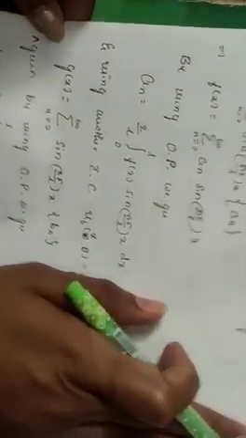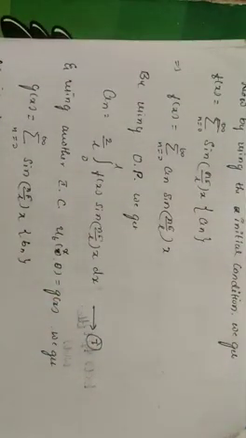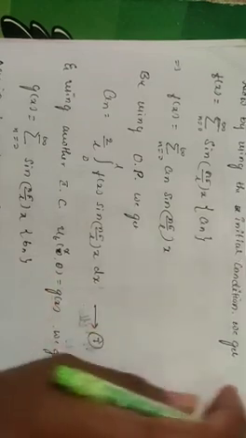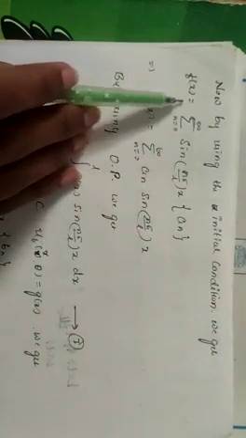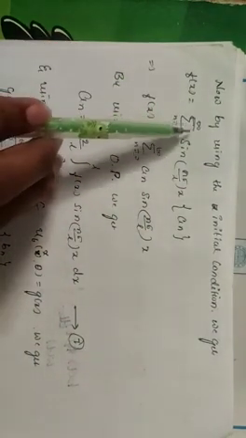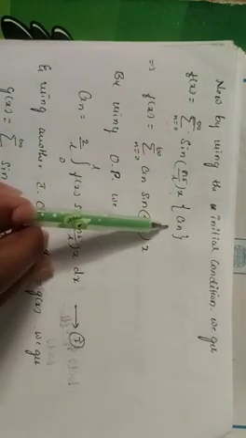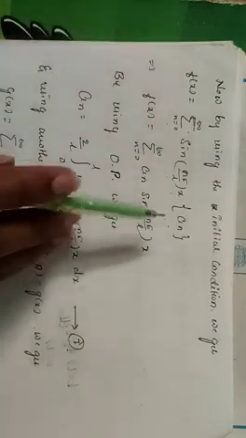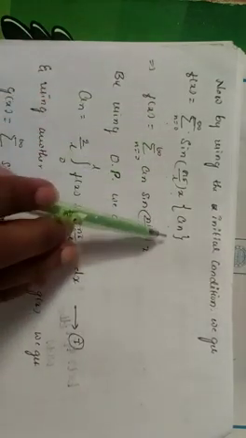Next we use the initial conditions. The first initial condition is u of x comma 0 equals f of x. We apply this initial condition in equation star. Then that equation becomes f of x equals summation n equals 0 to infinity sin n pi over L into x into an. Here t is 0 in the initial condition, and if you apply it to equation star, you get this equation.